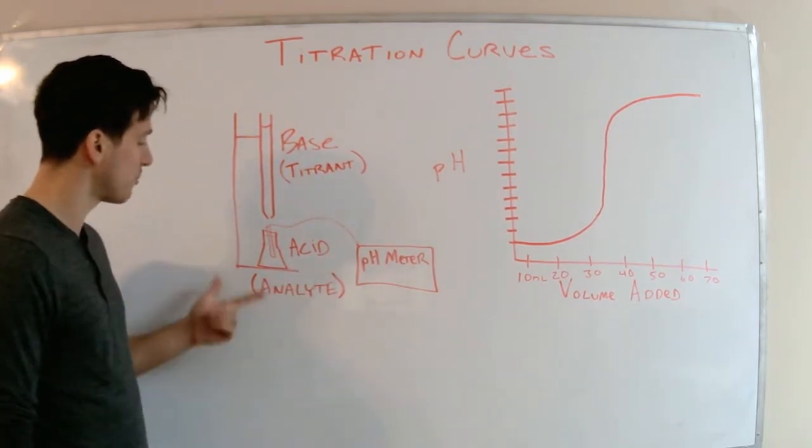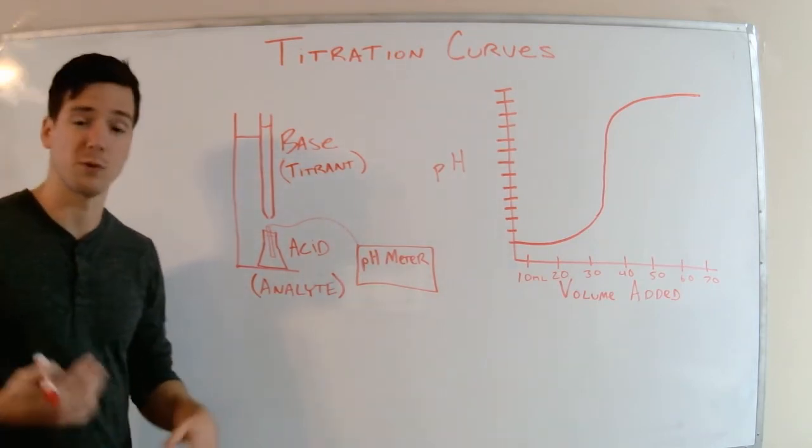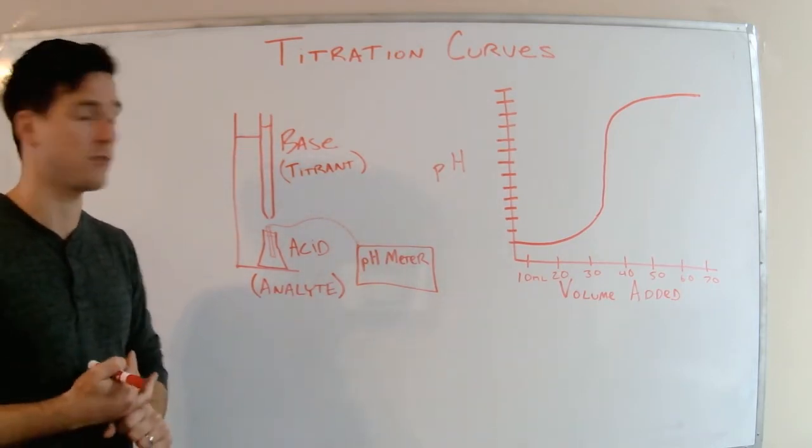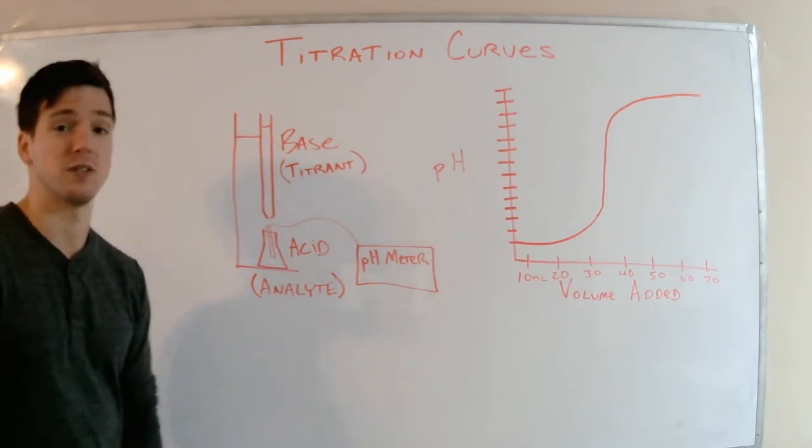And the thing on the bottom is going to be called the analyte. It's what we're analyzing. It's what we're trying to figure out what the concentration is. And then the thing in the burette is called the titrant. That's what's doing the titrating.